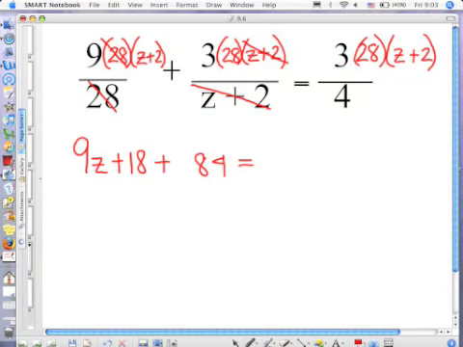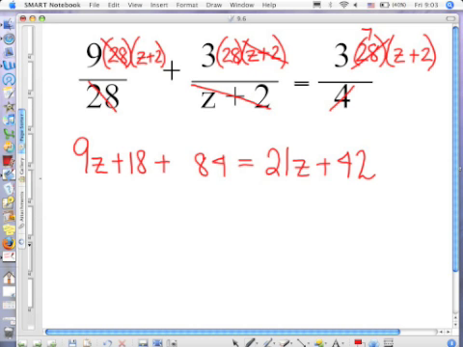28 and 4 reduce because 4 goes into 28 7 times, right? So I've got 3 times 7 times z plus 2. So what am I distributing to z plus 2? 21. 3 times 7 is 21, which gives me 21z plus 42, because 21 times 2 is 42.